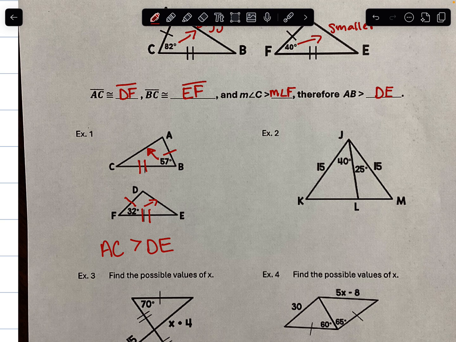Okay? Anybody have thoughts on example 2? Somebody tell me first, what sides are congruent here? JK is congruent to JM, yes? And JL is congruent to itself. So we do have triangles with two sides congruent. So then I just compare the sides opposite the biggest angle. Side KL has to be greater than LM. Okay?